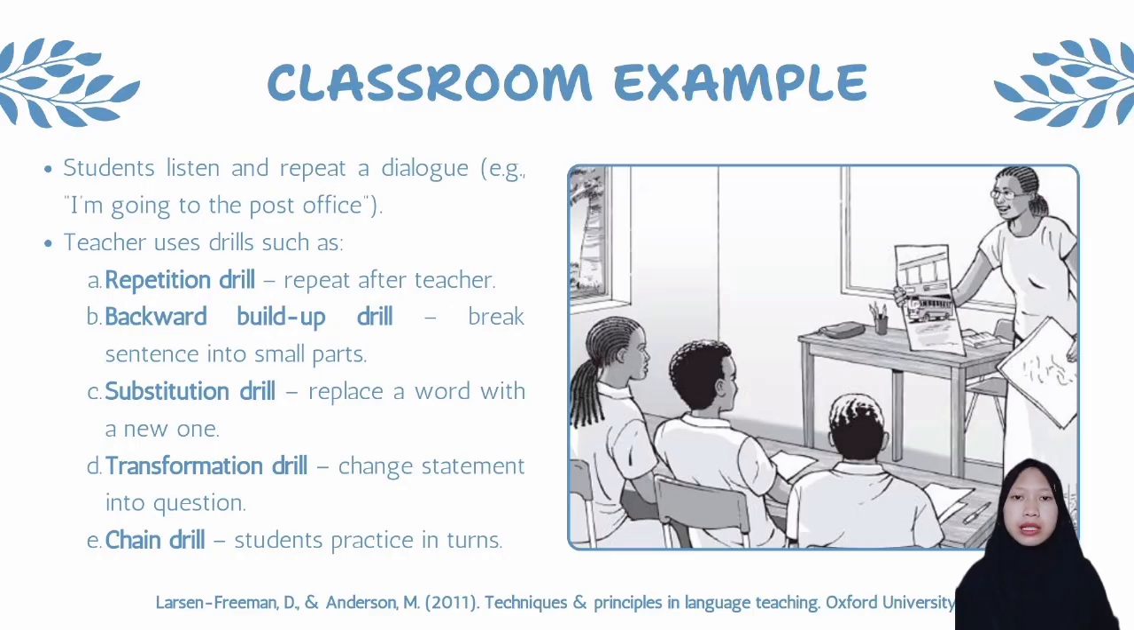And third, the substitution drill. Here, students replace a word or phrase with a new one. For example, instead of saying "I'm going to the post office," they can say "I'm going to the bank." This trains students to use the same pattern with different vocabulary. Fourth, the transformation drill. In this drill, students change the form of a sentence. For example, turning a statement into a question, like "She is going to the park" becomes "Is she going to the park?" It helps students practice grammar automatically.